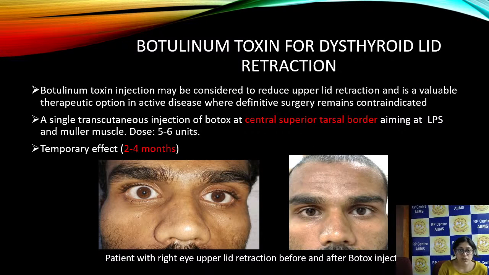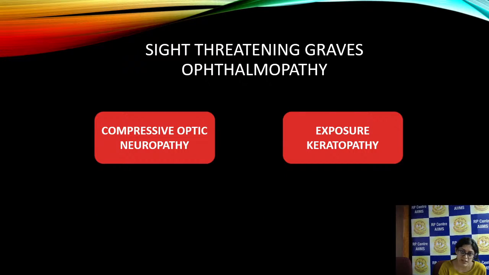There is also a treatment of botulinum toxin available when there is any contraindication for the surgery, or if the patient is just having a mild disease and is concerned about the retraction. A single transcutaneous injection is given at the central superior tarsal border, aiming at the LPS and Muller muscle complex. The dose is about 5 to 6 units, and it has a temporary effect. The treatment, however, has side effects. It can lead to ptosis, vertical diplopia, ecchymosis, or ocular surface discomfort in these patients.